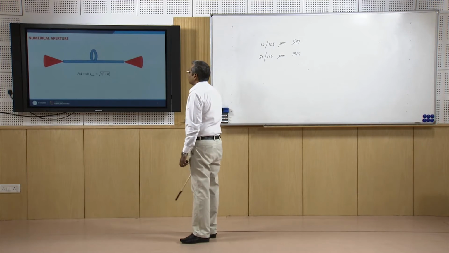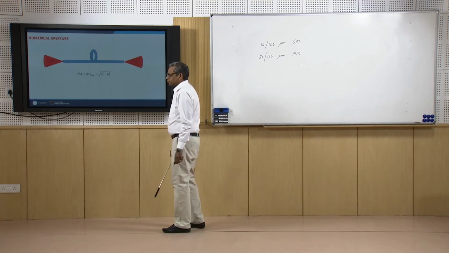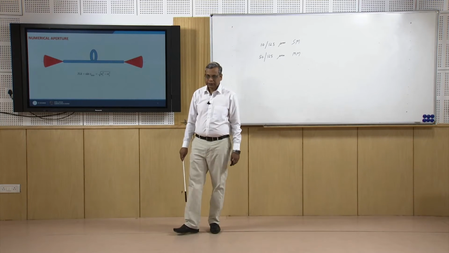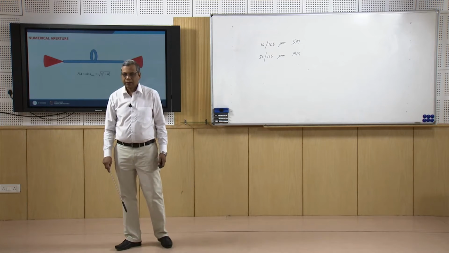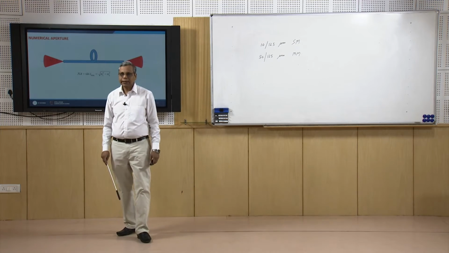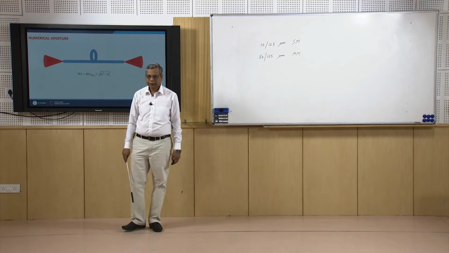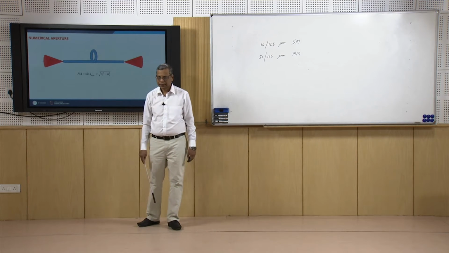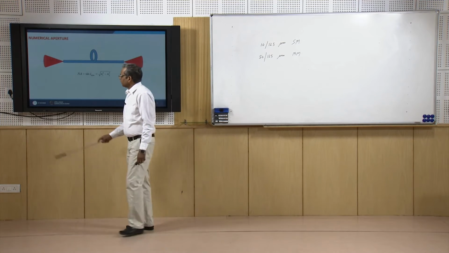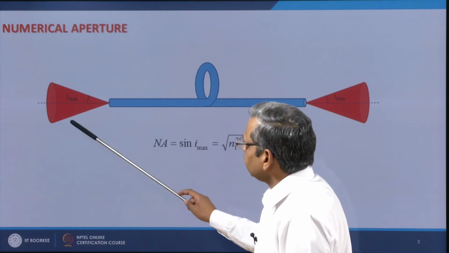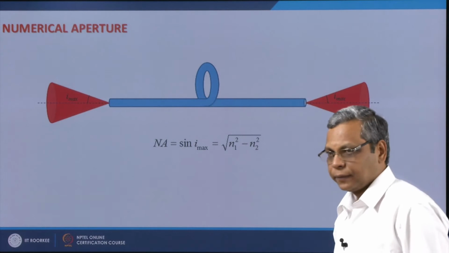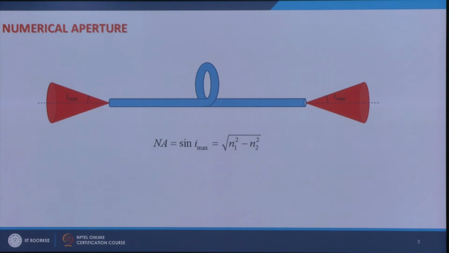So, let us first look at numerical aperture. We know what numerical aperture is. It basically signifies at what angles light launched would be guided through the fiber. So, there is a maximum acceptance angle. Light launched only in this cone will be guided, and correspondingly at the output end the light will emerge out of the fiber into this cone.